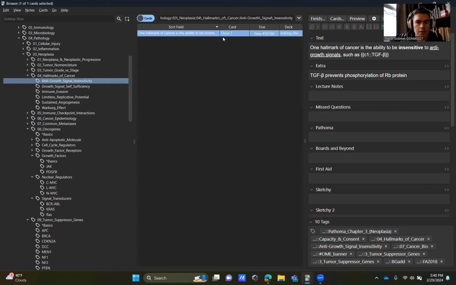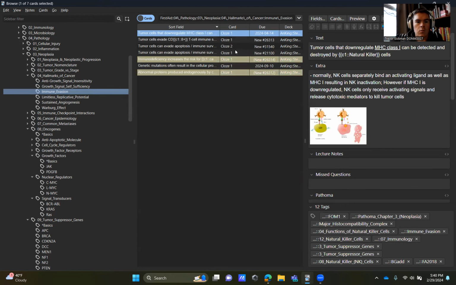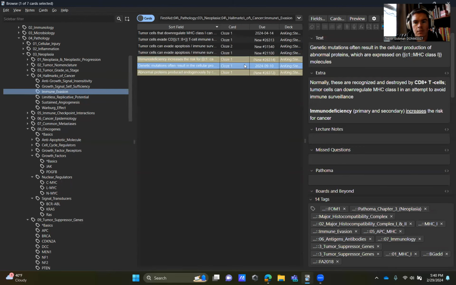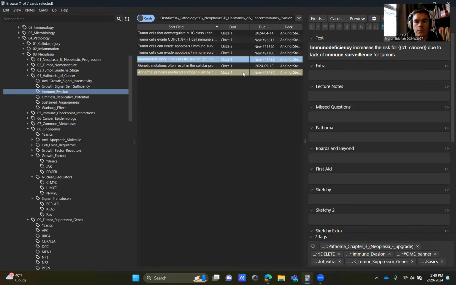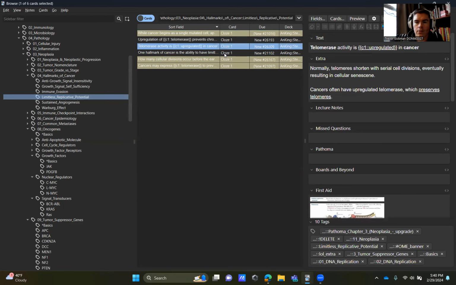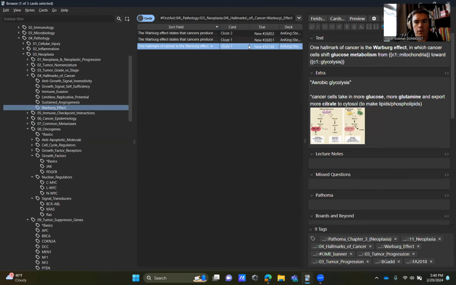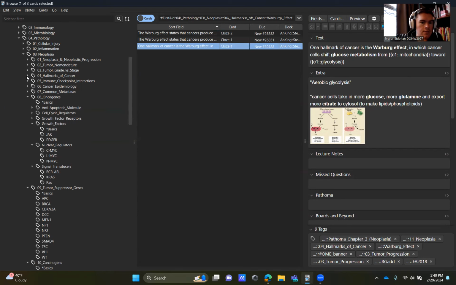We're going to go to hallmarks of cancer, and you want to grab the one card here in anti-growth signal insensitivity. You want to grab the one card here in growth signal, and then in immune evasion, you want to grab the first four, skip this one, grab the second to last one if you didn't have it already. And so just these two inactivated cards. Limitless, just the second, third, and fourth. Sustained angiogenesis, grab the one, and the Warburg effect, grab all three. All right. And that is it for section 4.